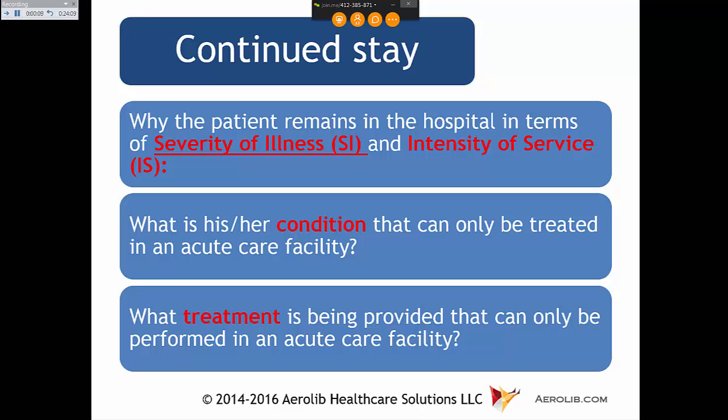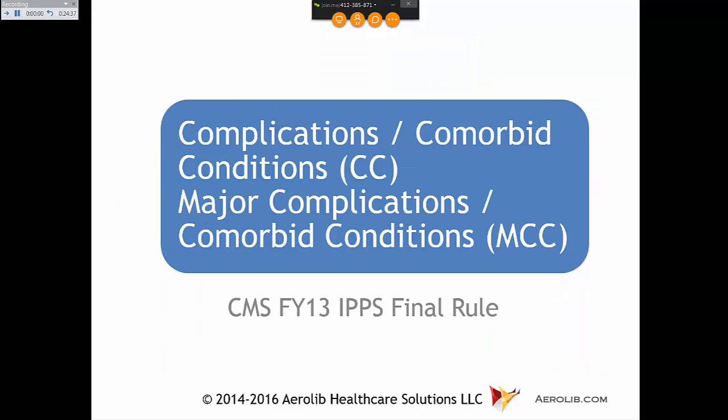This is not only for chest pain, but for any diagnosis. So you need to ask these questions: what's the severity of illness and what's the intensity of service? What is the condition that can only be treated in an acute care facility? And then follow that up with, what is the treatment that can only be performed in an acute care facility? Simply identifying the disease process is not enough. What you are doing to treat that disease process should also be available only in the hospital setting.